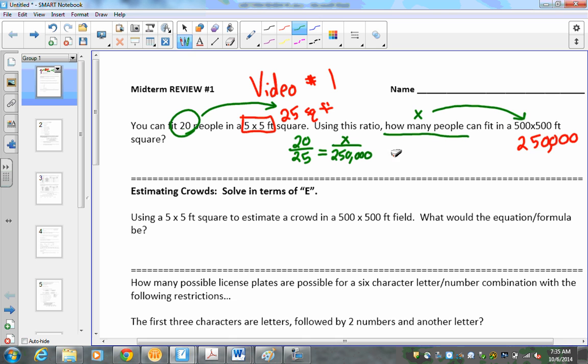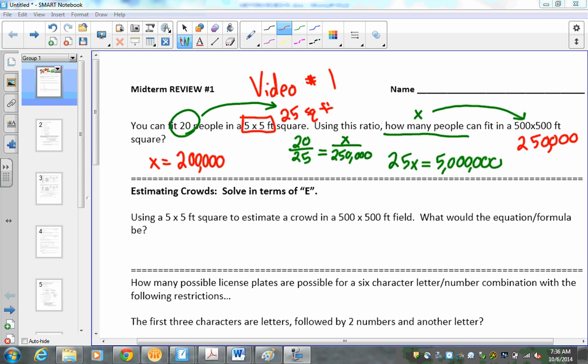We're going to cross multiply, and when we do, we get 25x is equal to a very big number. Let's see, was that 5 million? So when we divide that by 25 to solve for x, we get a grand total. I got to write it over here. X is equal to, looks like 200,000. Yep, 200,000. So how many people can fit in that? 200,000 can. Let's move on.